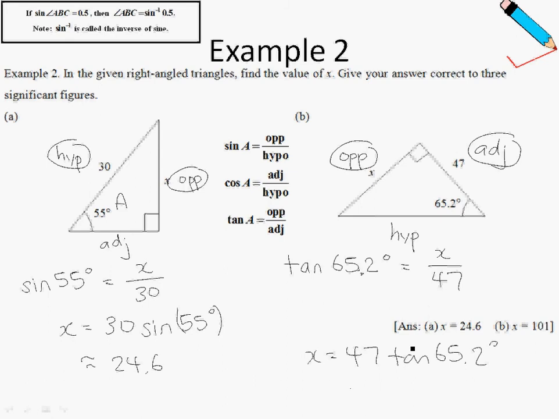I'll let you try this out. Try pressing this out on your calculator on your own. Rounding off to 3 sig fig is just 101. I hope this is clear. Let's move on to the next example.